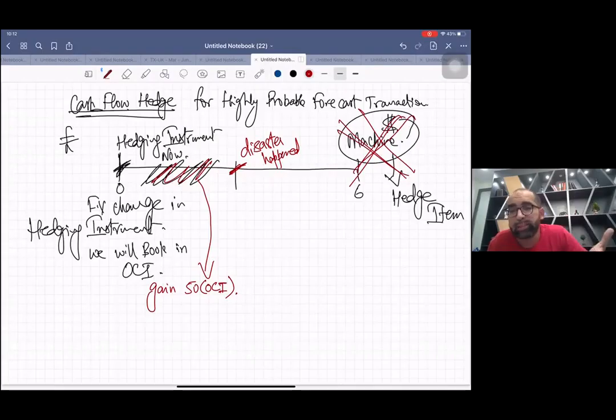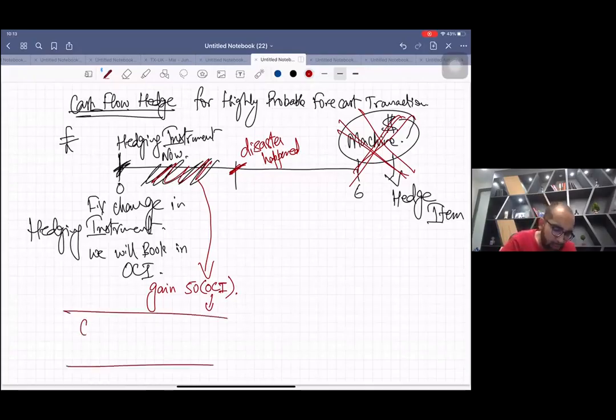So just think, students, now this highly probable forecast transaction is not expected to occur. So there is nothing to match in future. Use your brain. There is nothing to match in future. So now what you will do, you will transfer this OCI into P&L immediately. Let us say this is a gain OCI. So you will make the entry OCI debit 50 and P&L credit.